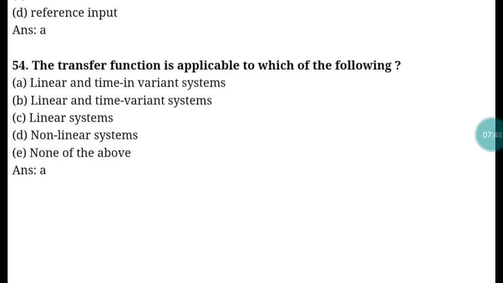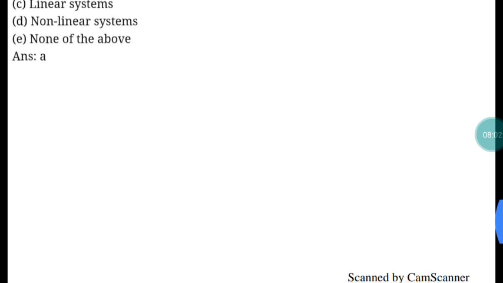Question number 54. The transfer function is applicable to which of the following? So the transfer function is applicable to linear and time invariant systems. Option A is the right answer.